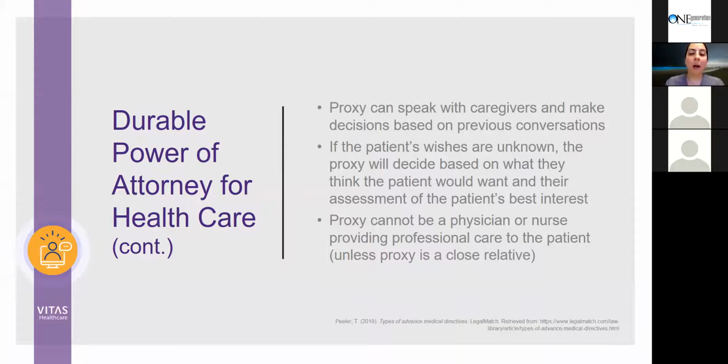The proxy cannot be a physician or nurse providing professional care to the patient unless the proxy is a close relative. That's where it could become a conflict of interest. It's very important, and that's why there are ethics committees in place for this sort of thing for patients in the hospital.